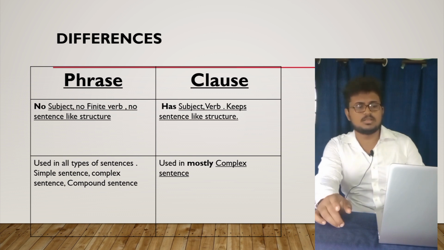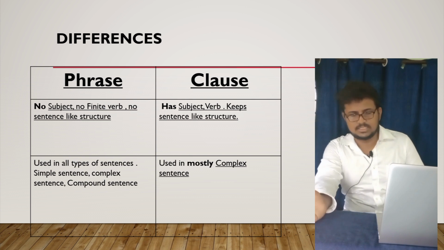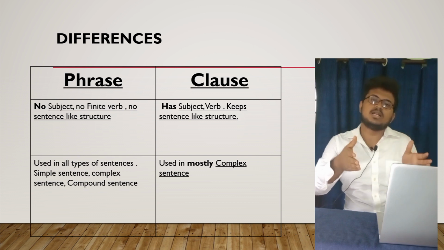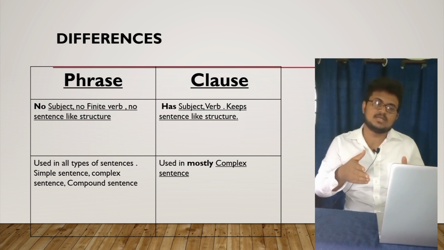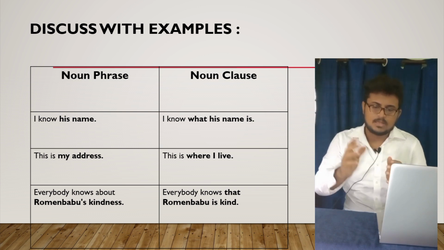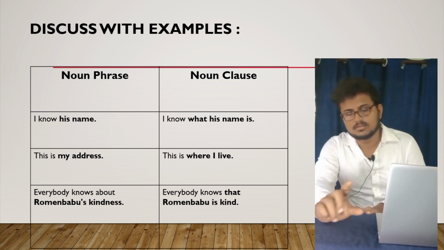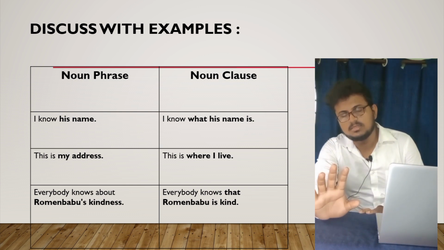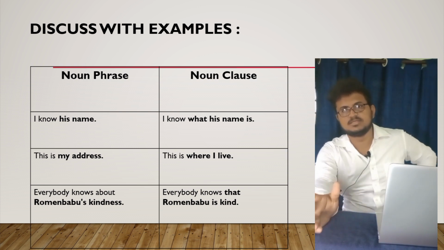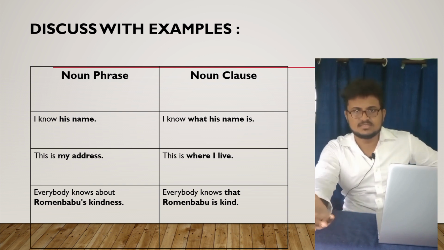Now the main idea is to understand these things with examples, because without examples how can you understand what is a noun and what is an adjective? I'm starting with the noun. In the video, on one side there will be noun phrases and on the other side noun clauses. If I start with the first example, I know his name. What is the phrase part here? I is the subject, know is the verb, and what is left? The object, his name. His name is the phrase.